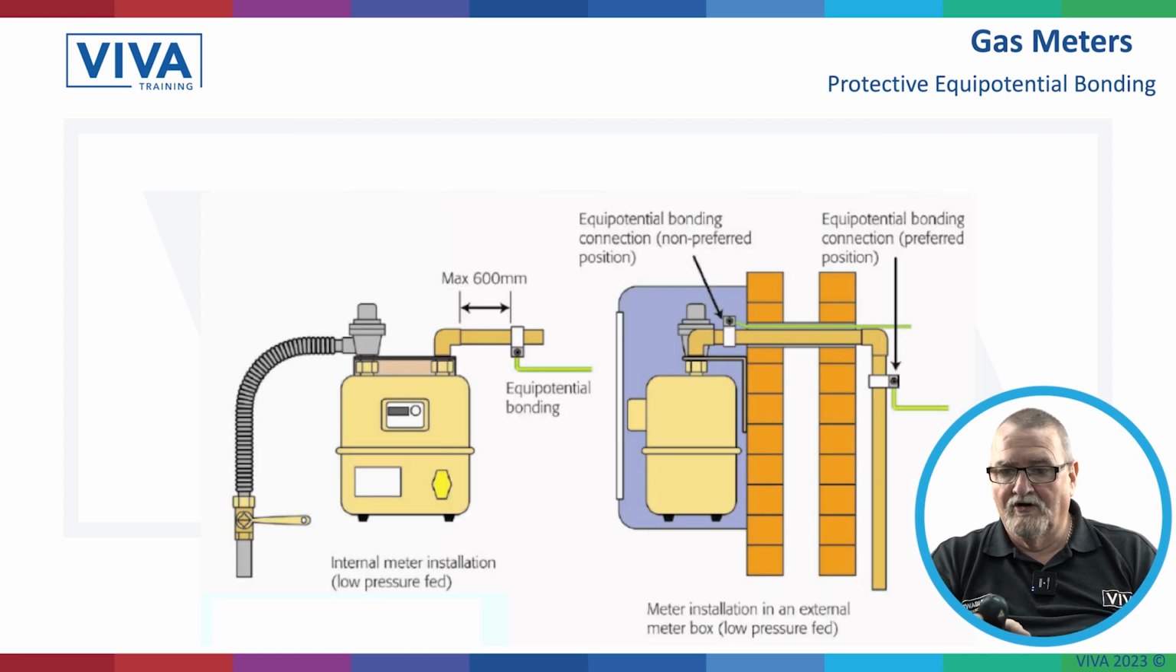So that's just showing one in a meter box, and that's showing the two positions you could have the bonding. One is external in the box and the other one is internal, just as the pipe comes through the wall. So if that box was on a garage and there was nothing inside the garage, the pipe's going to come through and you might see the bonding on there. If we can't see the bonding, we assume it hasn't got it and we make the customer aware of that.